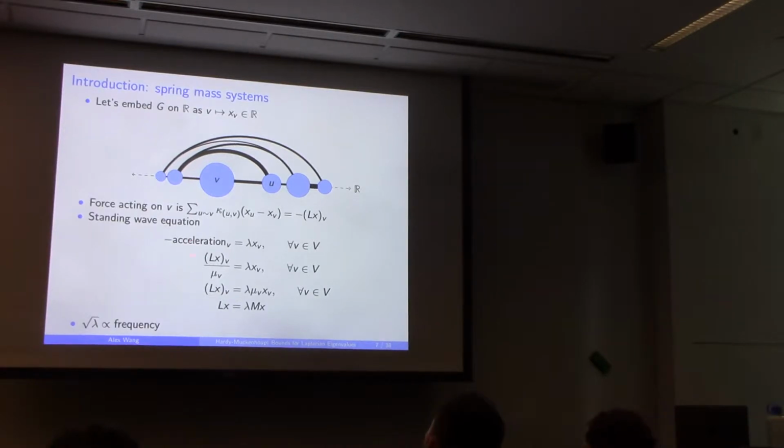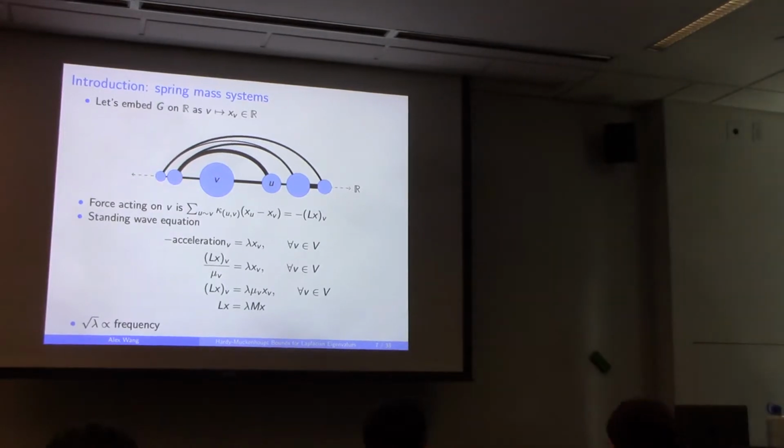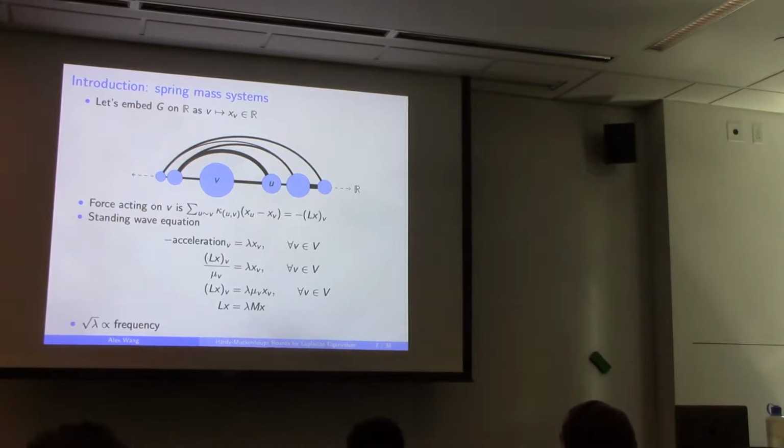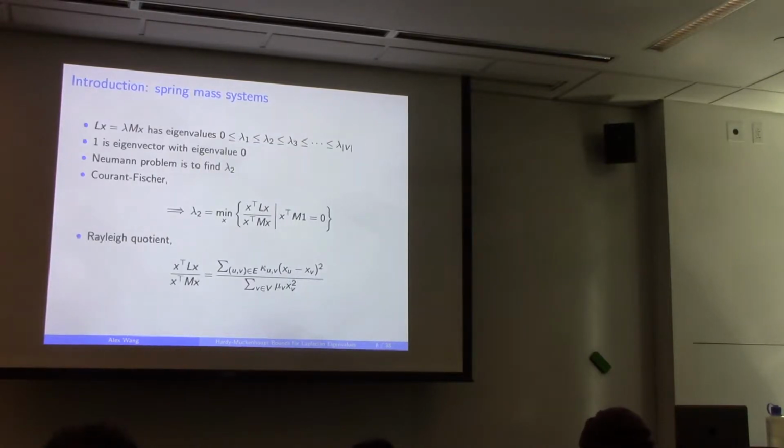And I just want to note that in this interpretation, the square root of lambda is proportional to the frequency. This proportionality, I don't really care too much. I just want you to remember that as lambda increases, the frequency increases. So small lambda is small frequency. Okay? So I'll be studying Lx equals lambda Mx, and I'll be talking about that in this talk.